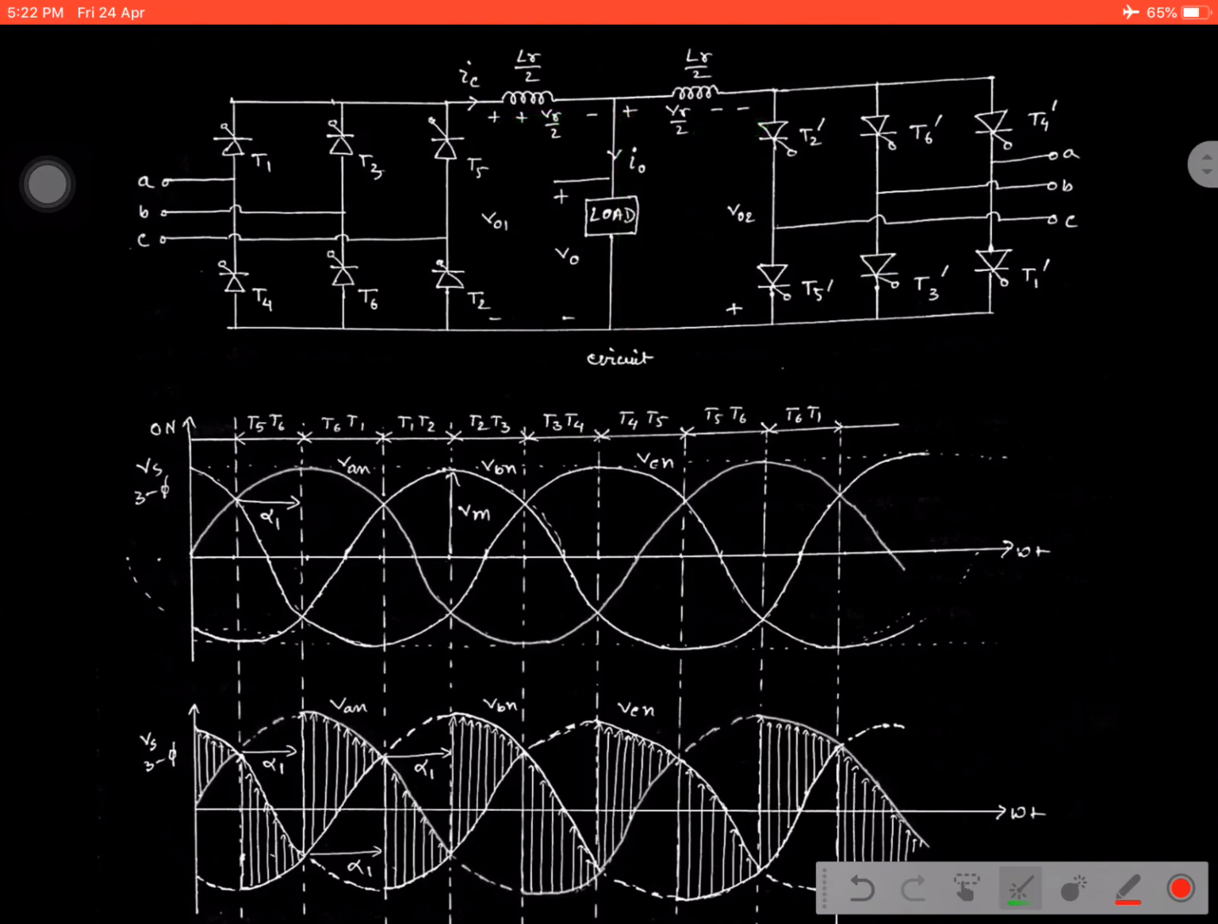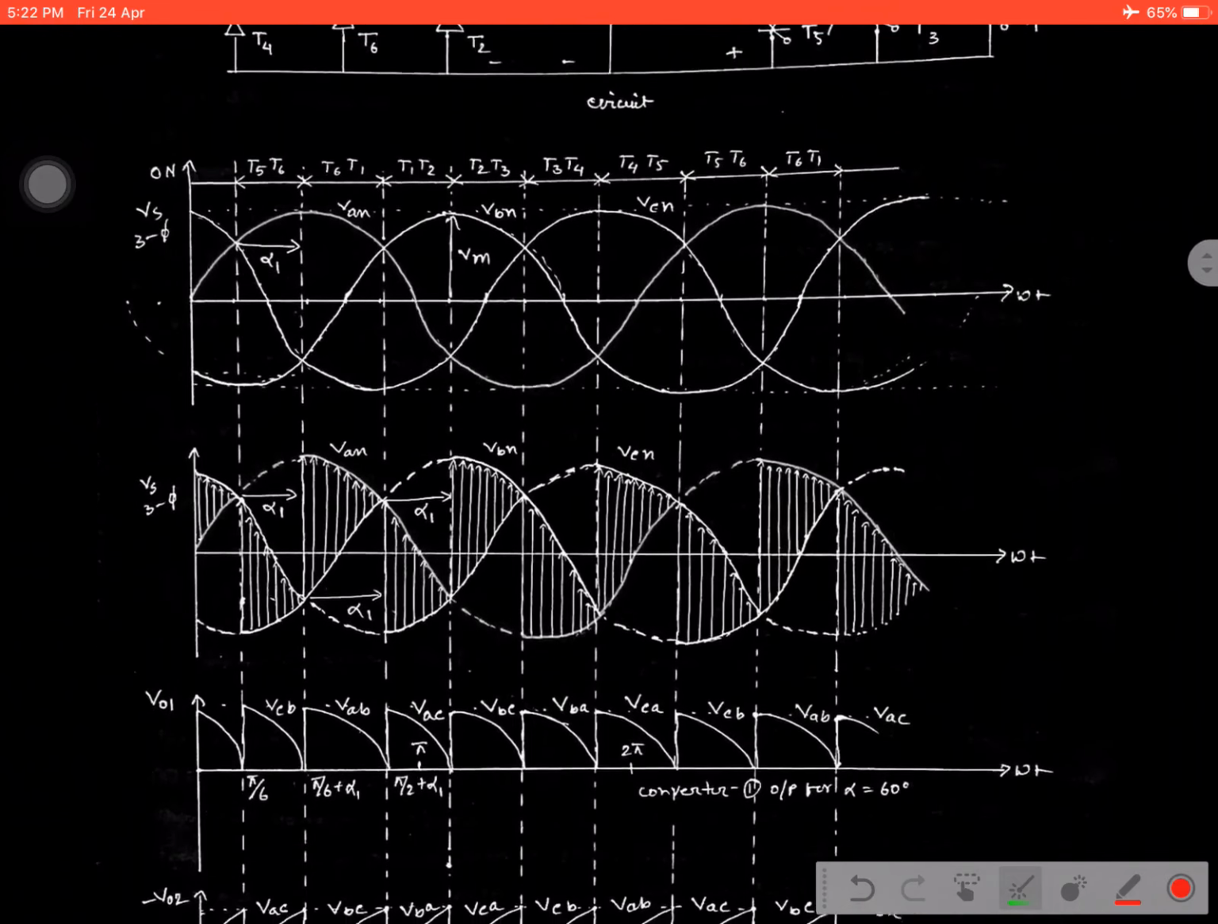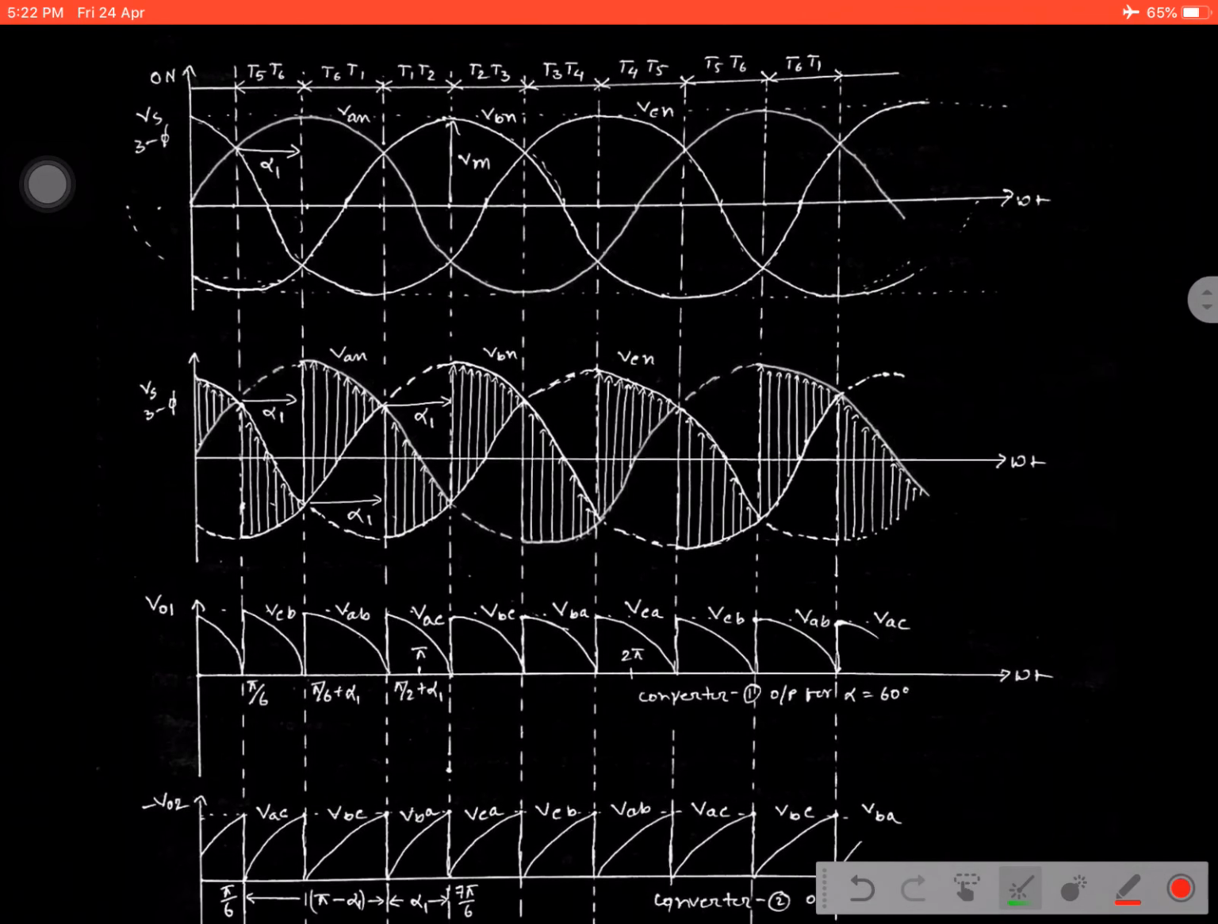In the previous section, we discussed the working principle due to the presence of the full converter, and we found that when the first converter starts working, that is converter 1, then all the arrows are given over here, and the voltage difference, VAN minus VBN, is VAB. Similarly the voltage difference VAN minus VCN is VAC. That means it's a normal working state for converter 1.